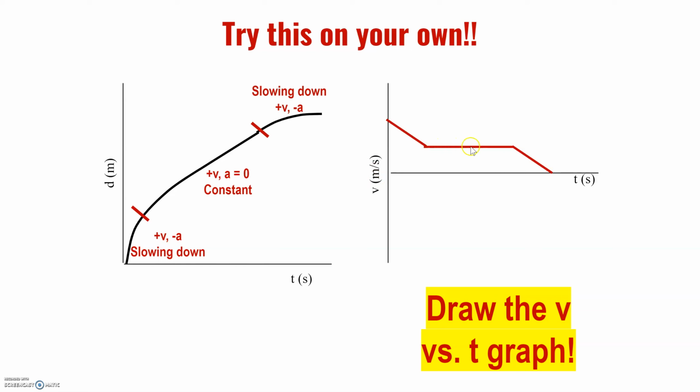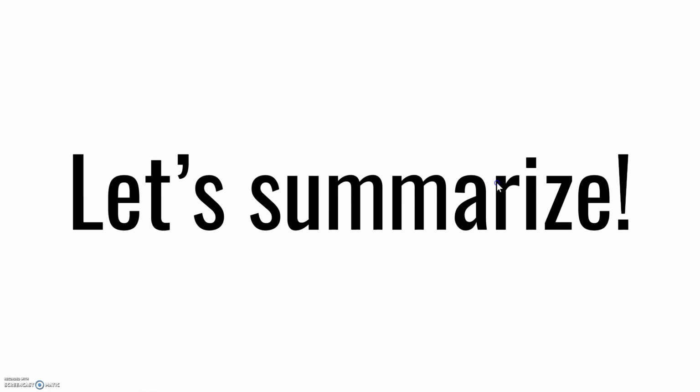Then we have a constant velocity that's positive. Okay, so it has to be above the x-axis, in the positive y direction, or velocity direction. And then finally, slowing down, velocity moving downward because we are slowing down, our acceleration is going to be negative, okay, but ultimately still a positive velocity.